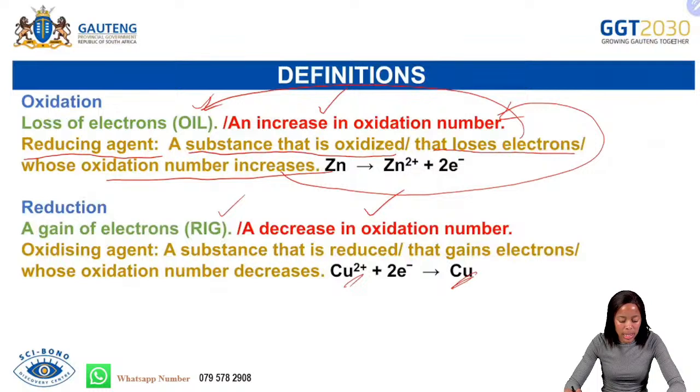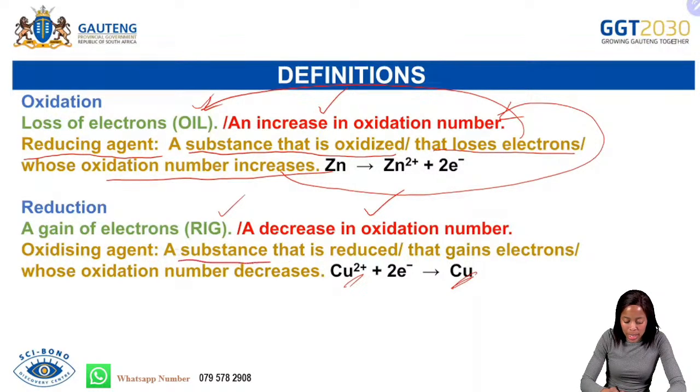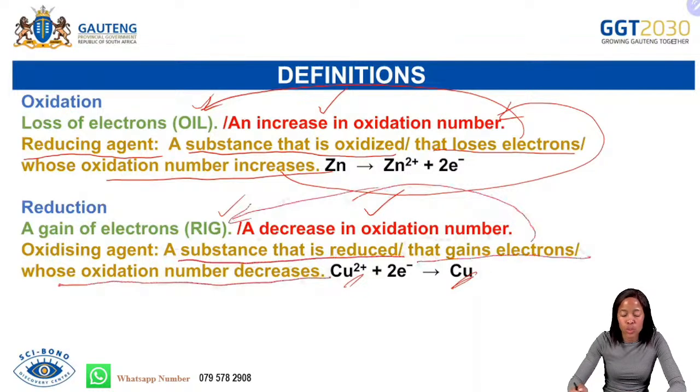And then we said that we can associate the oxidizing agent with reduction. Hence, that's why we define the oxidizing agent as a substance that is reduced. And again, the oxidizing agent gains electrons. So we spoke about that. And whose oxidation number decreases there.